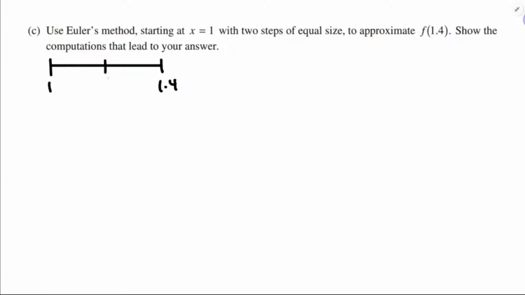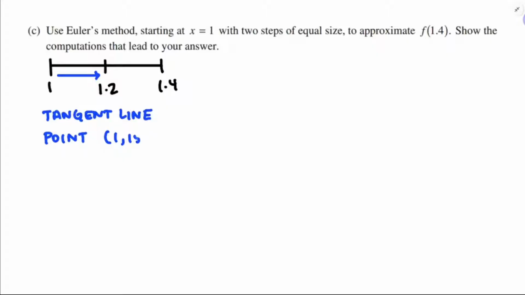So if we're starting at 1 and we're trying to go to 1.4, we're going to take two steps of equal size. We're going to go 1 to 1.2 and 1.2 to 1.4. Right? So I'll start with this one. The first tangent line, we already did this. We already wrote a tangent line at x equals 1.